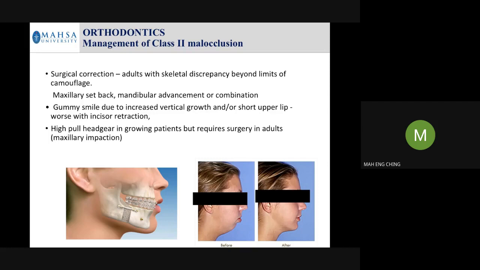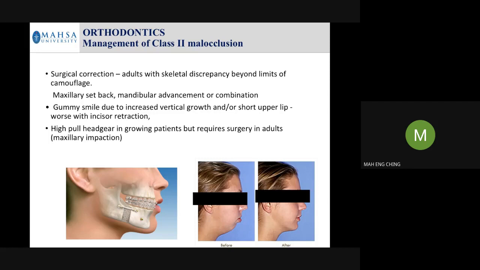Second is gummy smile, due to increased vertical height or a short upper lip, worse with incisor retraction. If you take out the premolar and retract the incisor backward, you make the gummy smile worse. What's the reason behind it? Because when you smile, you cannot bring the upper lip upward when the incisor is proclined. If you bring the incisor backward, then usually the muscle can pull the upper lip upward a bit more than before. That's why if you do upper incisor retraction, the gummy smile will be worse, because you can pull the upper lip upward a bit more than before.